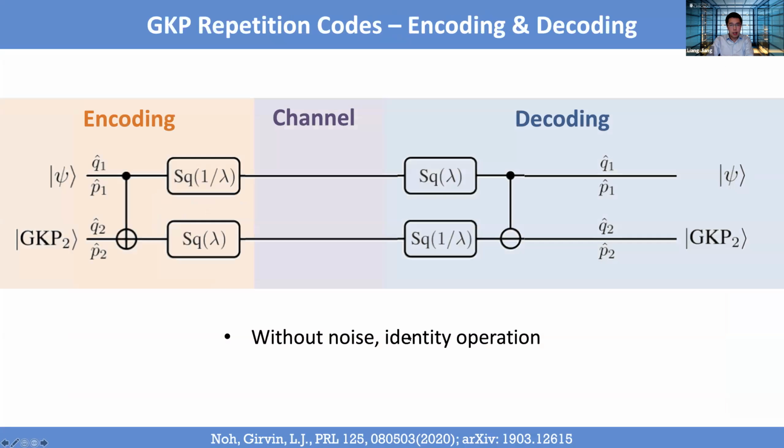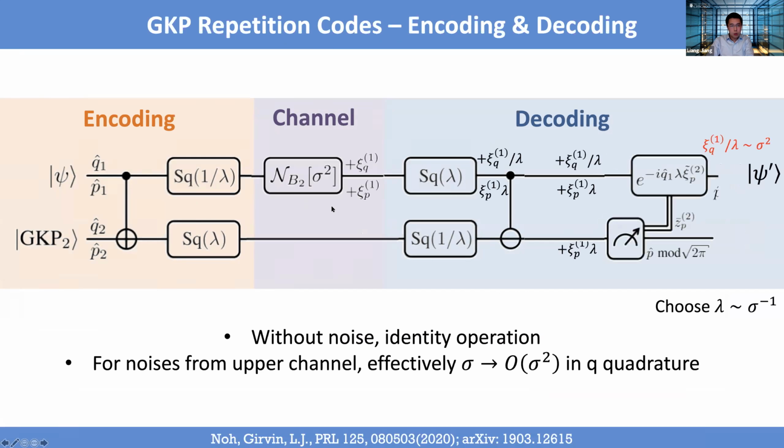Here is an illustration of how the GKP repetition code works. You let the GKP repetition code go through a channel which may have added thermal noise. Then the decoding is essentially the inverse of the encoding. If there's no noise added, you get a perfect decoding, because as the inverse of the encoding, you will get a tensor product of the unknown state with the GKP ancilla. So if there's no noise, you get the identity operation. If there's noise added in the first channel, the noise will propagate and be modified by the squeezing operation and then propagate to both channels.